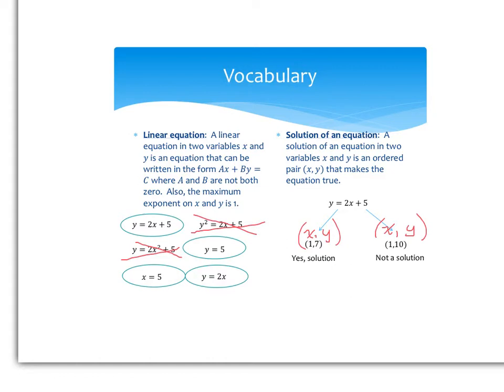But we can also do it more analytically by substituting. So I'm going to start here. I'm going to say y equals 2x plus 5. And now I'm going to substitute. I'm going to substitute y equals 7, because that's what I have up here in my ordered pair that I'm checking out. And I'm going to substitute x equals 1. And I'm going to see what happens here. Now, I'm going to say 7 equals 2 times 1 is 2, plus 5, and 7 equals 7. And I have equality.